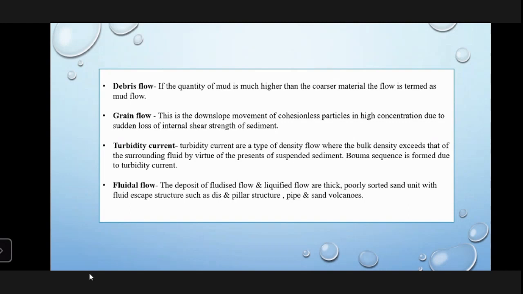Next, fluidal flow. The deposits of fluidized flow and liquefied flow are thick, poorly sorted sand units with fluid escape structures such as dish and pillar structures, pipes and sand volcanoes.